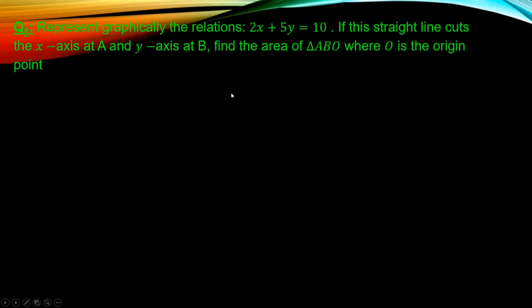Question 2. Represent graphically the relation 2x plus 5y equals 10 if the straight line cuts the x-axis at the point A and the y-axis at the point B. Then find the area of the triangle ABO, where O is the origin point. Here's the first step.